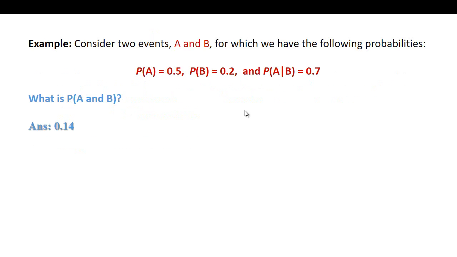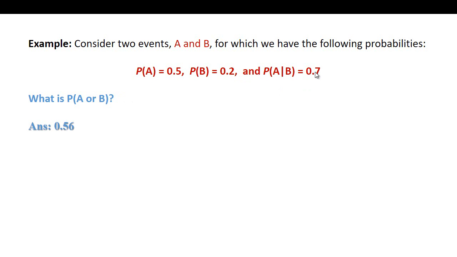Consider 2 events A and B for which we have the following probabilities. The probability of A is 0.5, the probability of B is 0.2, and the probability of A given B is 0.7. What's the probability of A and B? Well, recall that the probability of A and B is the same as the probability of A given B multiplied by the probability of B. If we multiply the probability of B with the probability of A given B, we get the probability of A intersect B, which is 0.2 times 0.7, which is 0.14.